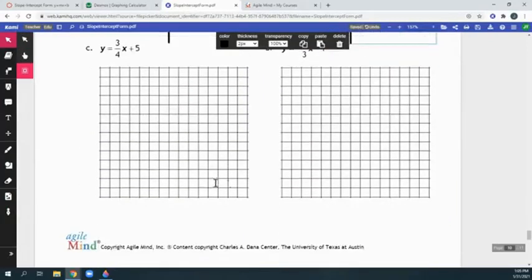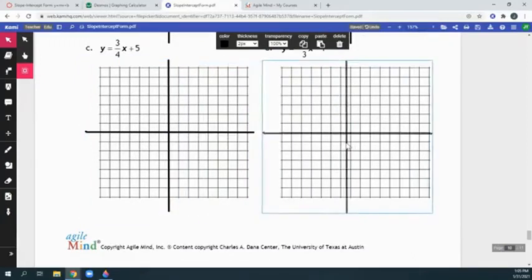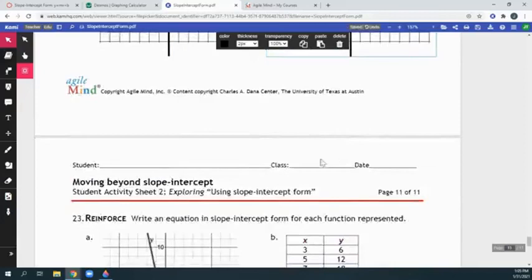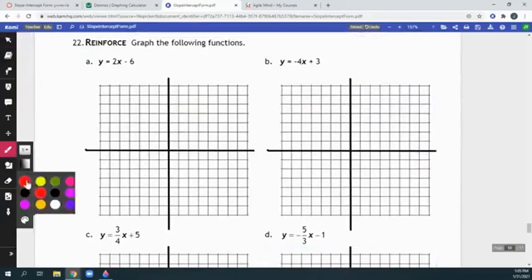There. Control-V. And then Control-V. Is there another one down here? No, those ones are done. Great. Back to graphing. We were at negative 6, which is right here.